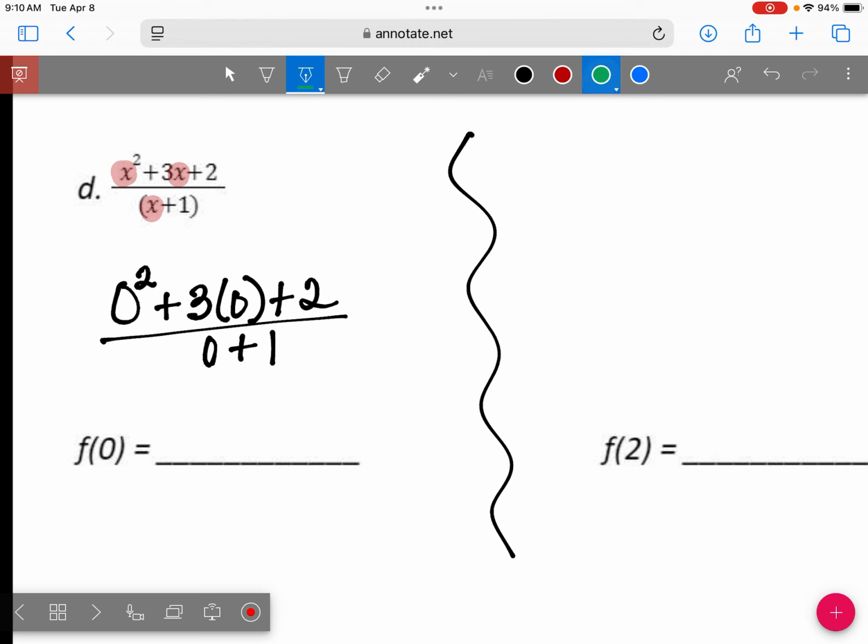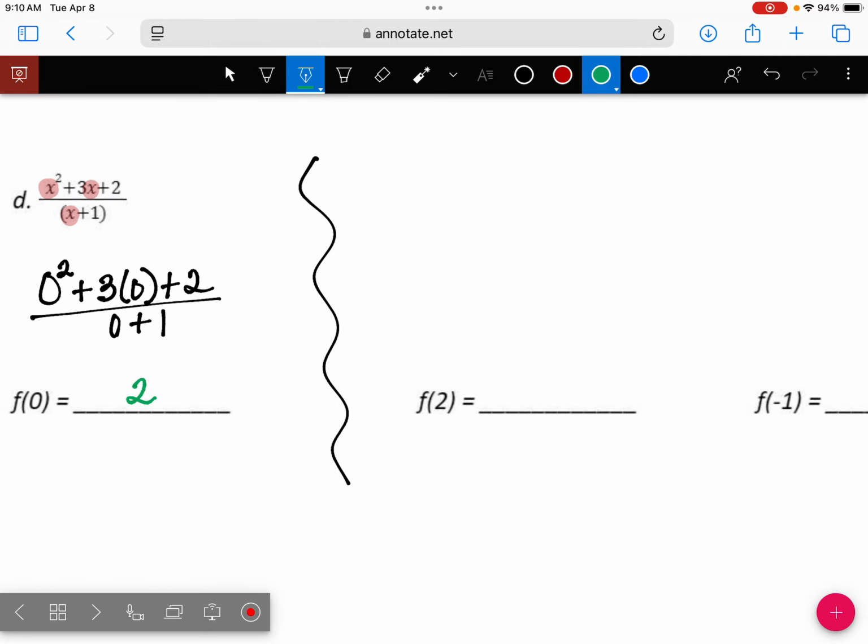Sam, you get an answer? What'd you get? 2? Anybody else get 2? All right, I agree with that. Now let's look at our second one. This time we're putting in a 2. So if I substitute in 2, that would be 2 squared plus 3 times 2 plus 2 divided by 2 plus 1.